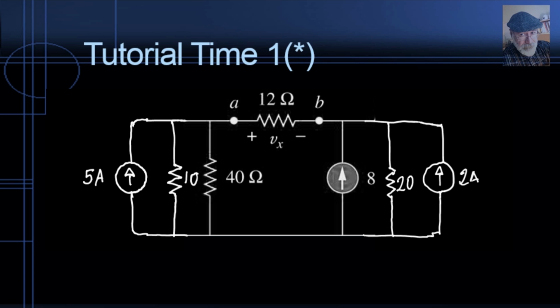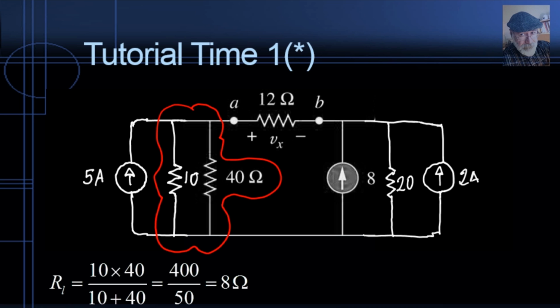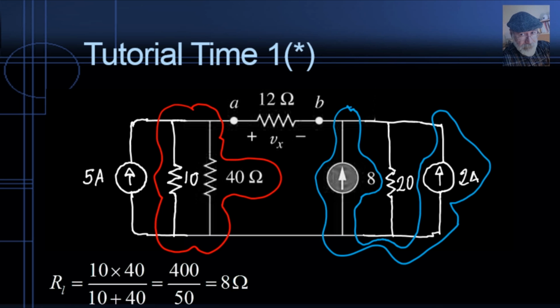What have we won? Now we have these two resistors in parallel, and we can simplify them. 10 in parallel with 40. Remember, that was 10 times 40 divided by 10 plus 40. That is 8 ohms. So we have 8 ohms there. What else? Those two current sources, 8 amps and 2 amps, they are in parallel. So we can add them up, and we have a single current source of 10 amps.